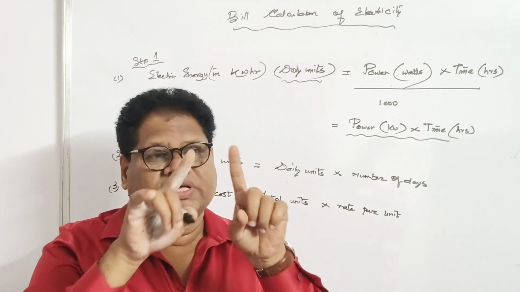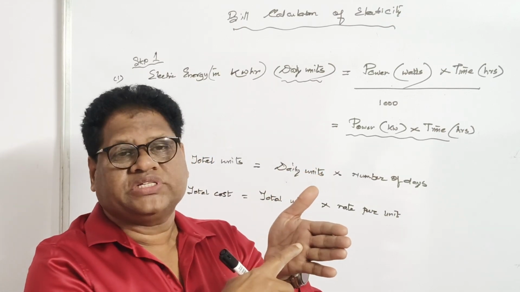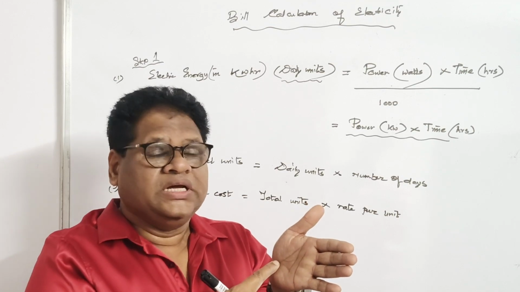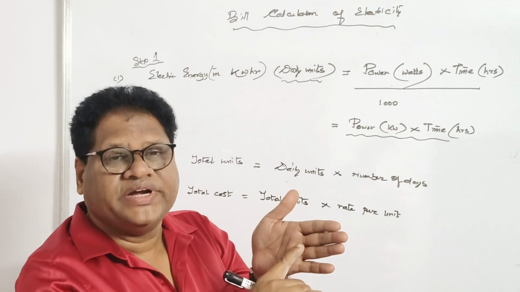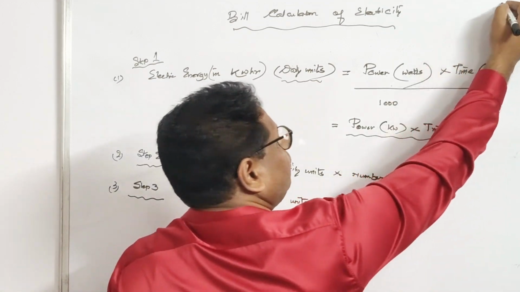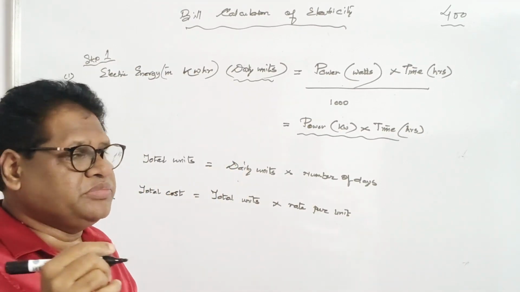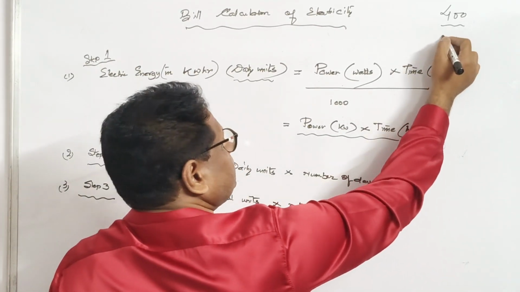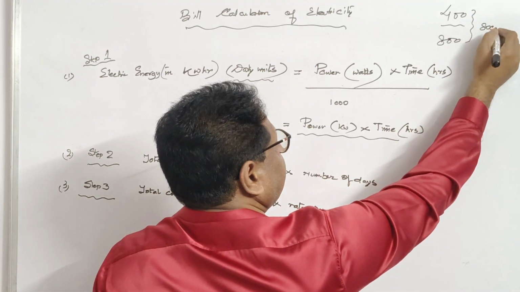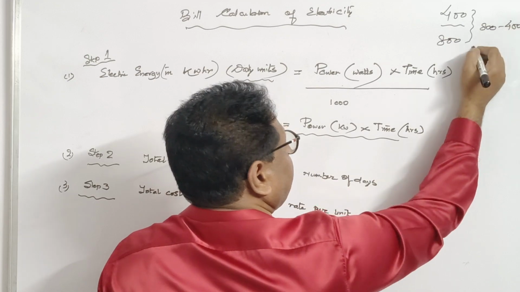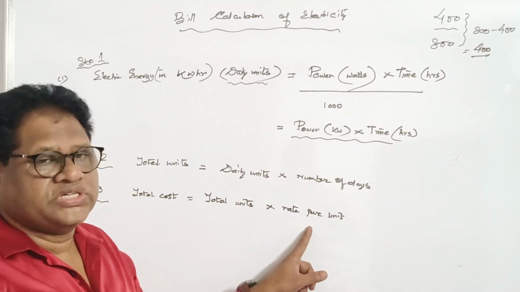All of us know there is an electric meter installed in our house. So how do we record the units consumed? The person who comes to record the bill writes the previous reading. Suppose the previous reading is 400. Then after 1 month when he comes, he records, suppose, 800 units. So the difference, 800 minus 400, gives you 400 units. For this, the bill is going to be charged.